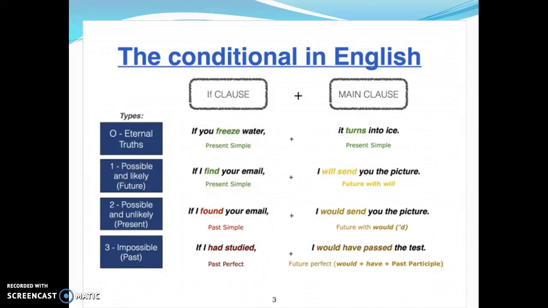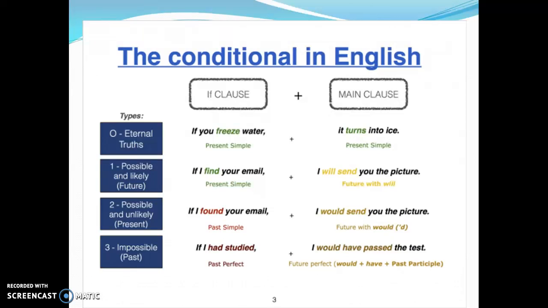So in short, the conditional in English. You see an if clause and a main clause. The zero conditional refers to eternal truths. If you freeze water, you use the present simple, it turns into ice. Again, the present simple. The first conditional, in this case something is possible and likely. If I find your email, present simple, I will send you the picture, future with will.